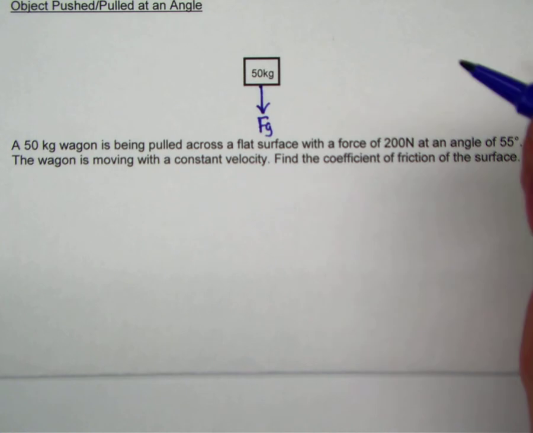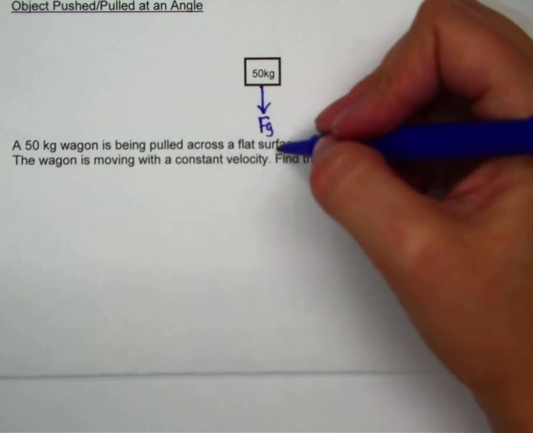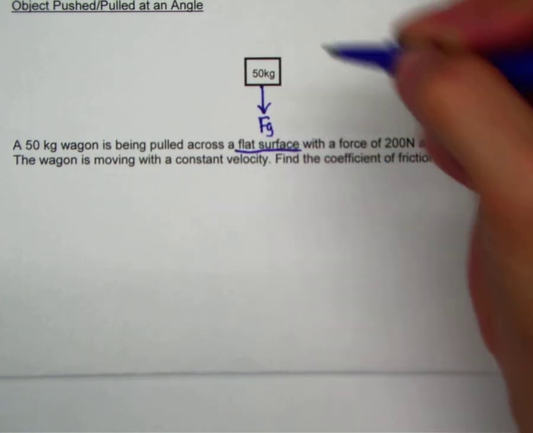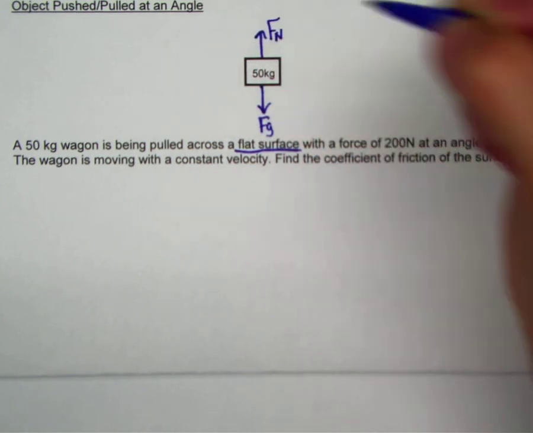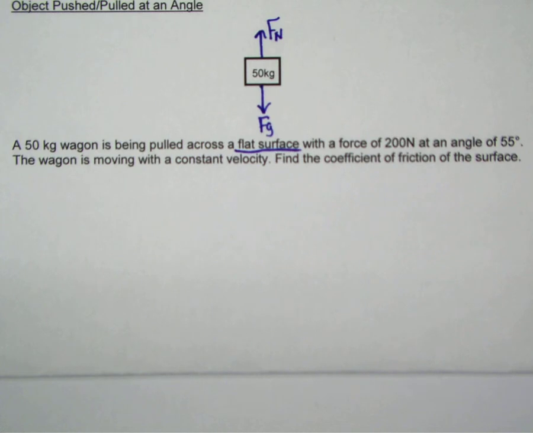A wagon is being pulled across a flat surface, so it is on a surface. Surface means there is a normal force, Fn. It is perpendicular to the surface, so we go straight up because it's a flat surface.